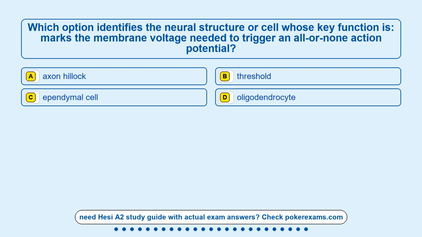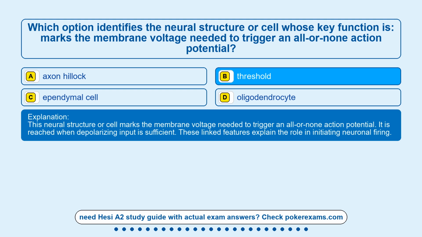Question 18. Which option identifies the neural structure or cell whose key function is, marks the membrane voltage needed to trigger an all-or-none action potential? Option A, axon hillock. Option B, threshold. Option C, ependymal cell. Option D, oligodendrocyte. The correct answer is option B, threshold.